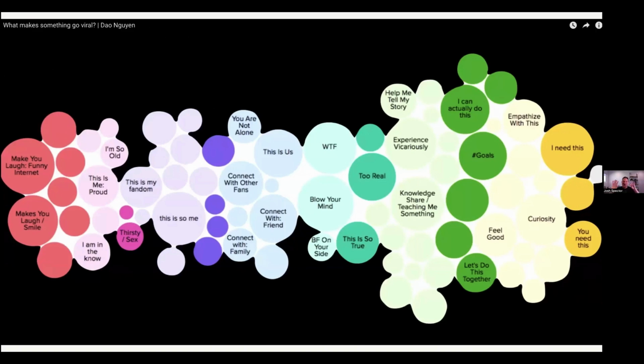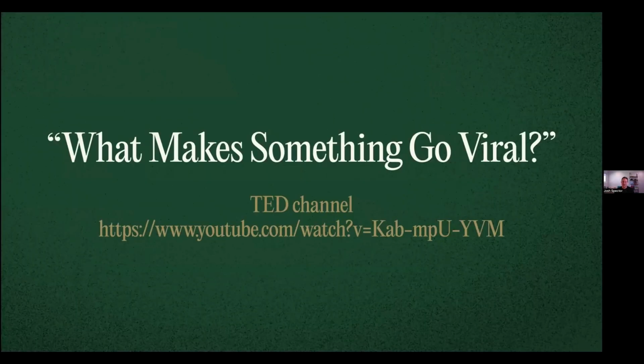They mapped all these reasons why people click and share things, right? There's a variety of reasons in it, and it's about what it does for them. Then they use that to create curiosity in all their headlines and content. So I'm not going to talk through this, but I do recommend you go check that out. You can find it on YouTube. We'll drop a link in the chat. The name of the video is What Makes Something Go Viral. It's on the TED Talks channel, and there's a link there.